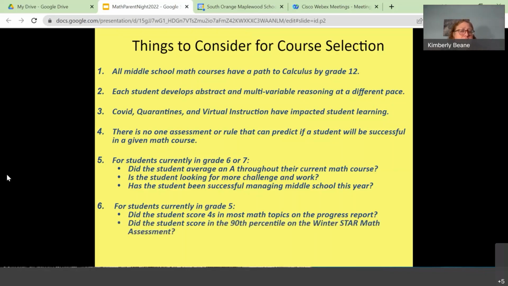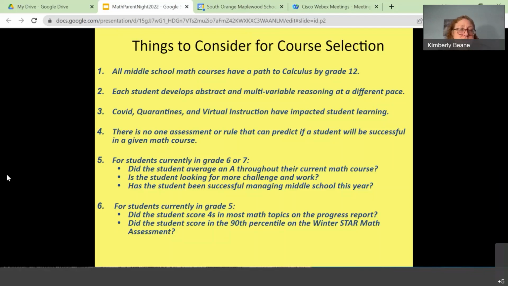did the students score in the 90th percentile on the Winter Star Math Assessment? We give this assessment 3 times during the year. It's called Star Renaissance Math. We give it the beginning, the middle, and the end. And it's purely just an internal piece we use to monitor student growth to make sure all of our students are keeping pace and who needs support and that sort of thing.